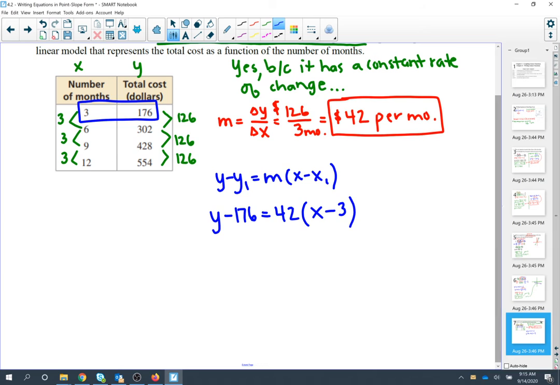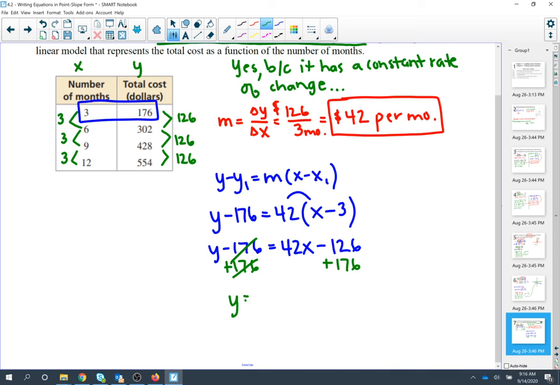If we go from here, I'm going to have y minus 176 equals 42x minus, I have to use my calculator for this, so give me a second. 42 times 3 is 126. Then we're going to add 176. So y equals 42x plus 50. And essentially, this is your equation.